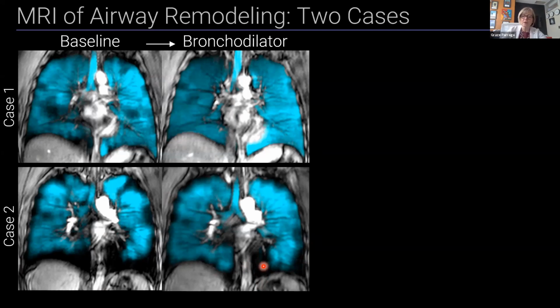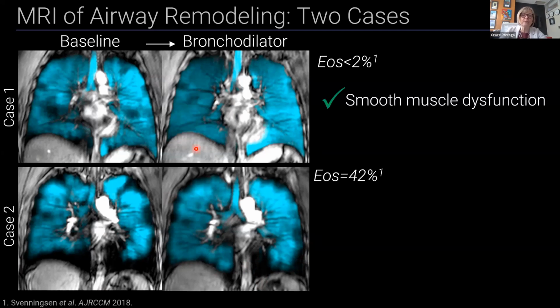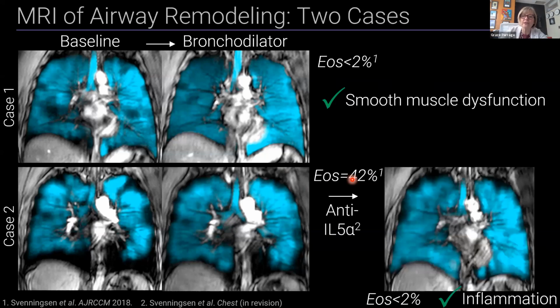Well, what's interesting about them is that this patient has no evidence of sputum eosinophilia when you measure the sputum. So we can probably say that most of what we're seeing is smooth muscle dysfunction. On the other hand, at this time point, this patient had 42% eosinophils in their sputum. And so this led our collaborator, Dr. Nair and Dr. Svenningsson, to move forward with anti-IL-5 alpha treatment.